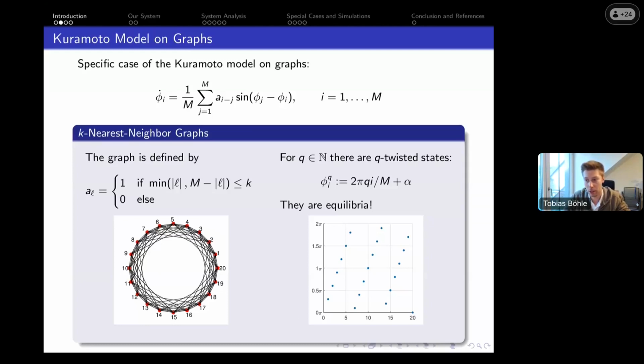Tobias, if I may, this alpha phase shift is anything, right? Because the difference essentially makes it vanish. Yes, exactly. But alpha has to be independent of the oscillator i. I see. So are we talking about actually lines of equilibria rather than just equilibria? Yes, exactly. So there's a one-dimensional continuum of equilibria. Yes. Thank you very much. You're welcome.